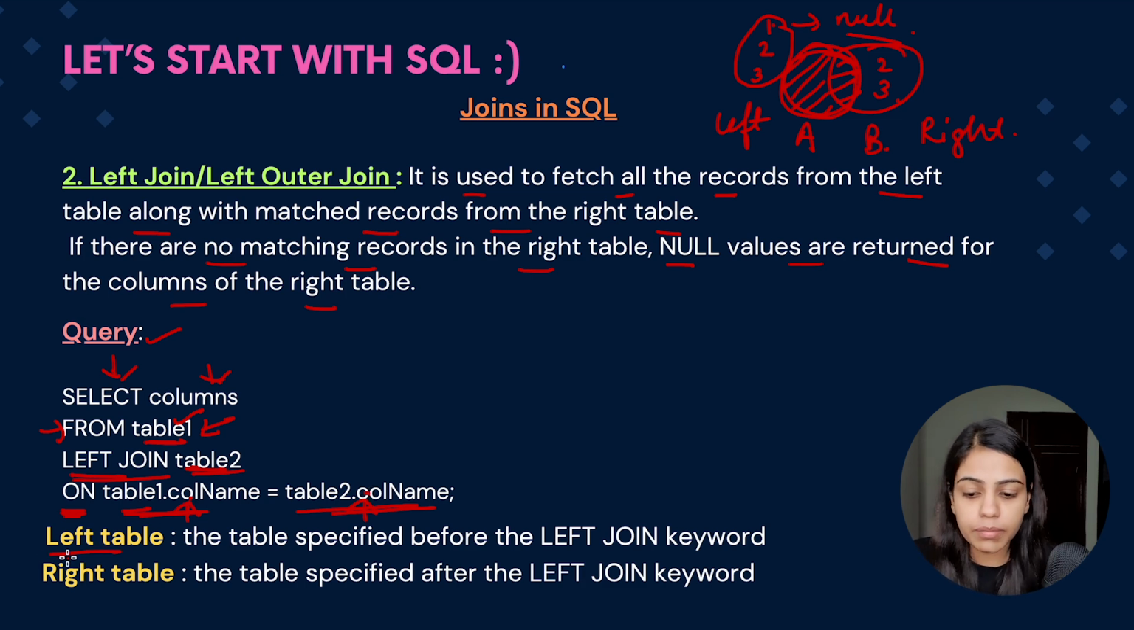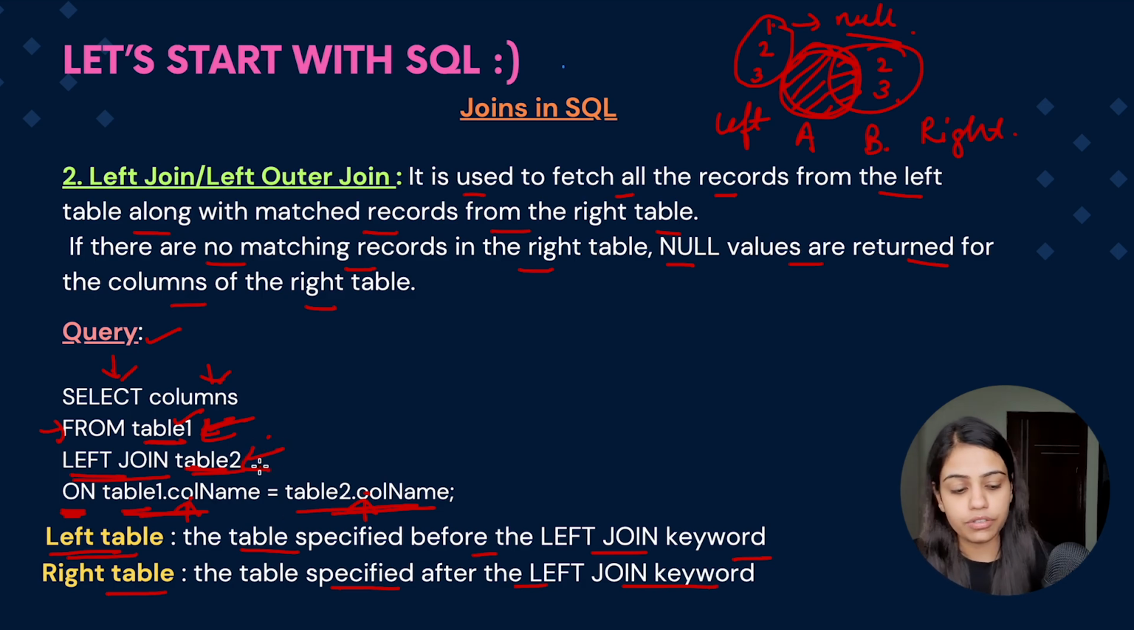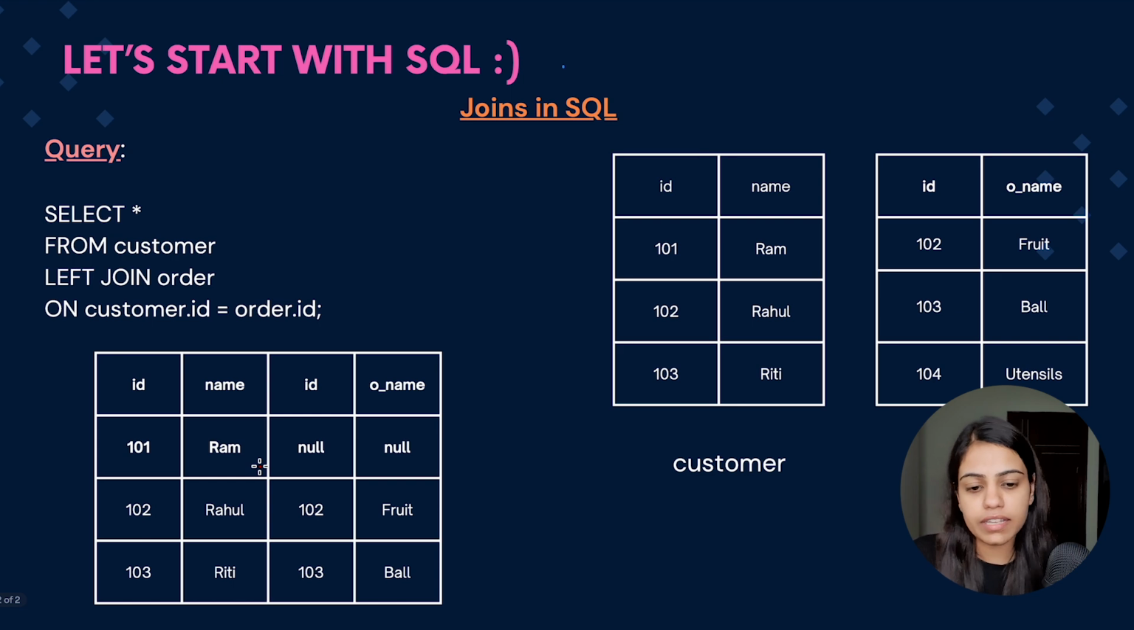So what is the left table? The table specified before the left join keyword is called the left table, that is table 1, and the table specified after the left join keyword is the right table. So table 1 is the left table and table 2 is the right table. Now let's see how it is happening. There are two tables, customer and order. Here customer is the left table and order is the right table.